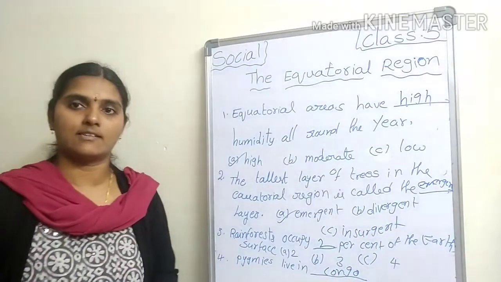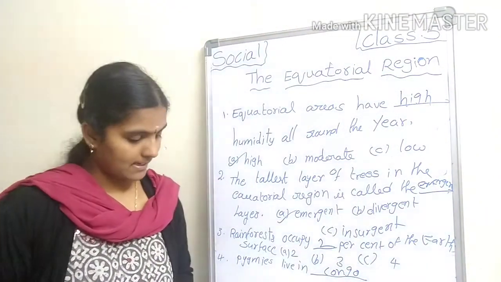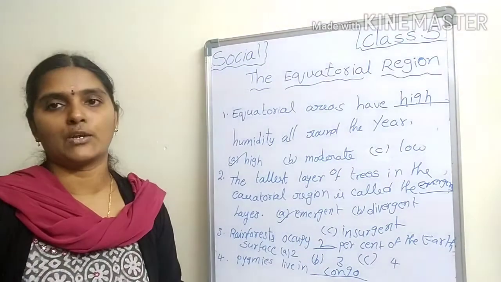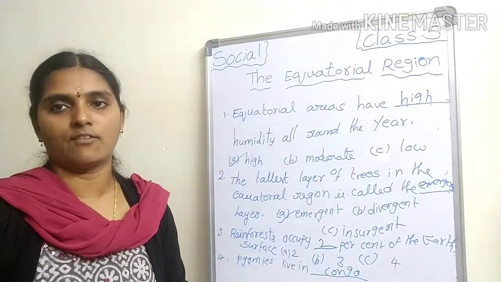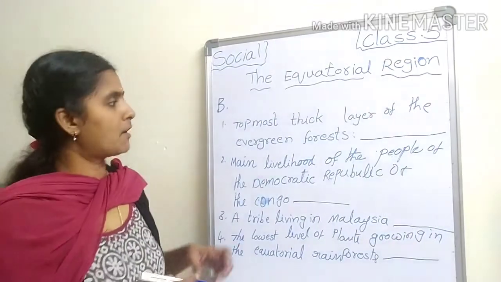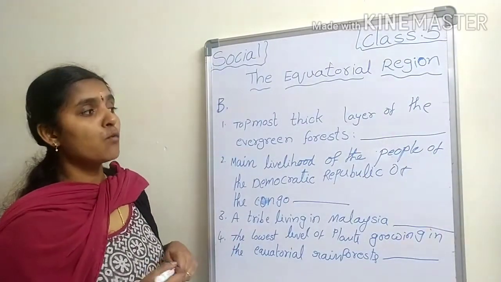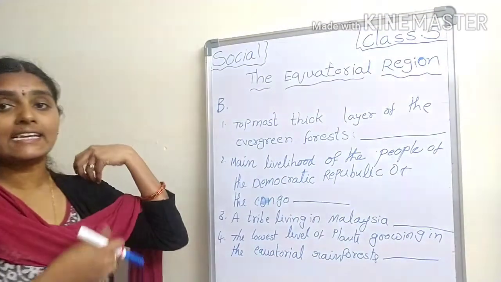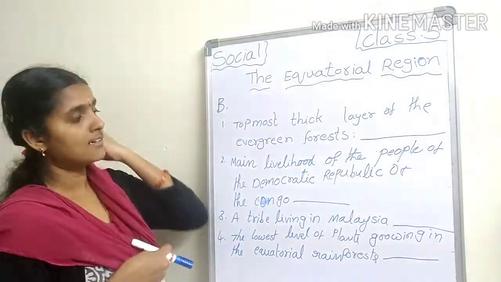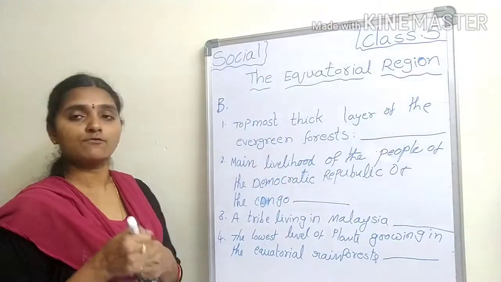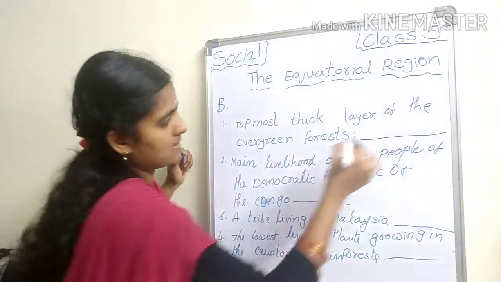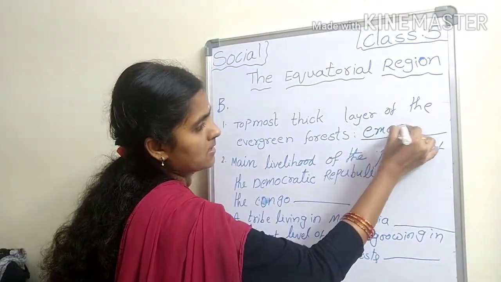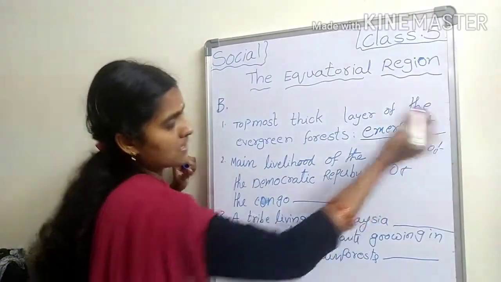Congo region. Next, name the following. First one: the topmost thick layer of the evergreen forest. Emergent layer.